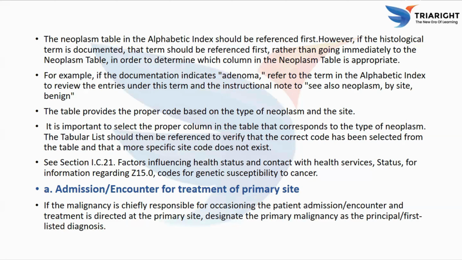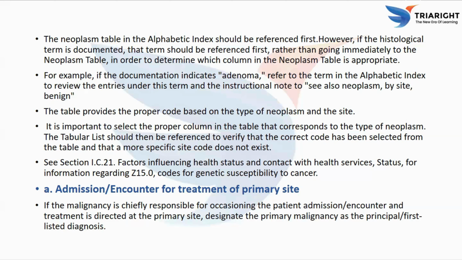So then you have to locate the organ or site in the neoplasm table. Histology helps you to choose the correct column in the neoplasm table. So, understanding the neoplasm table columns: the neoplasm table gives different codes for the same site depending upon the behavior.